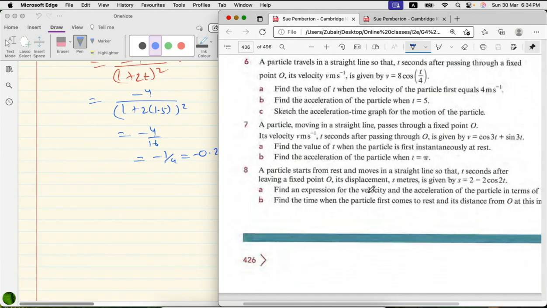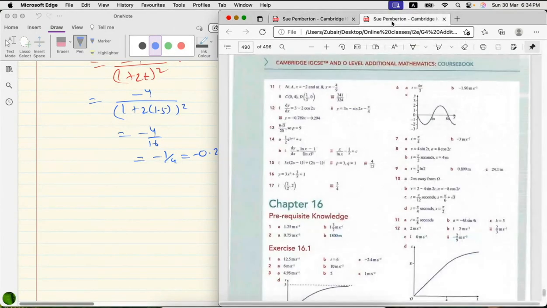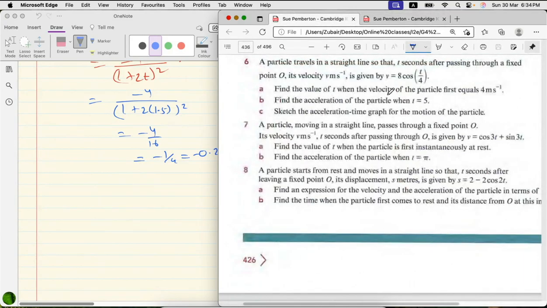So for a part, when velocity is 4 meters per second, it should be 4 pi over 3 seconds. 4 pi by 3 is correct. Yep, and then I'll do B part.